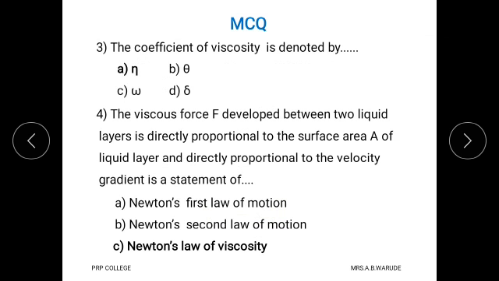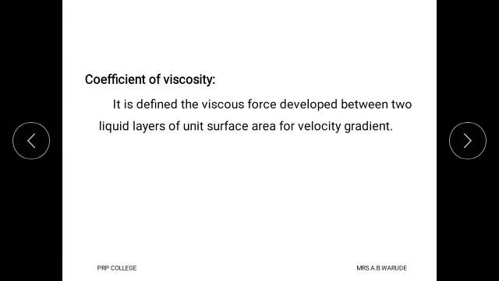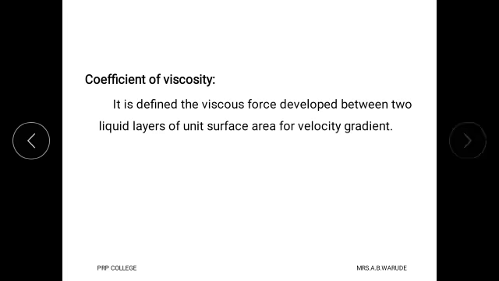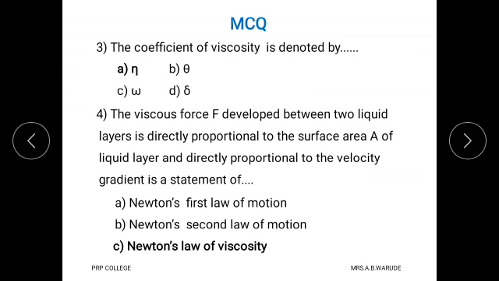Question number 3: the coefficient of viscosity is denoted by. Option A is eta, option B is theta, option C is omega, and option D is delta. The coefficient of viscosity is denoted by the symbol eta, and therefore the correct option is A, eta.